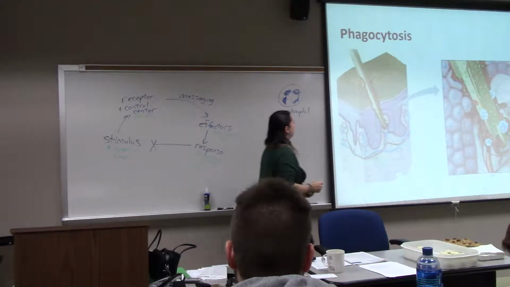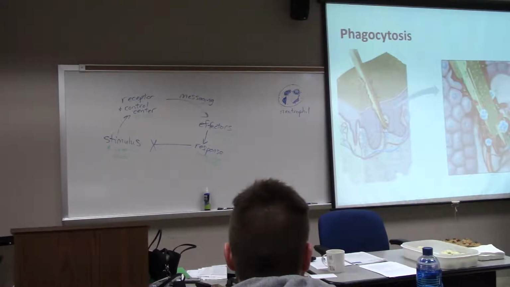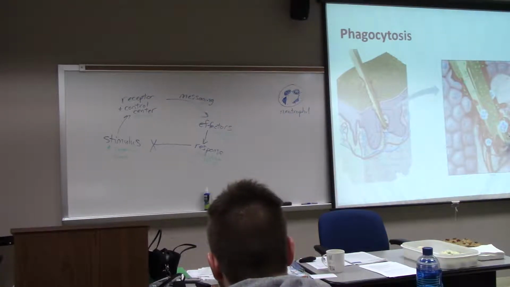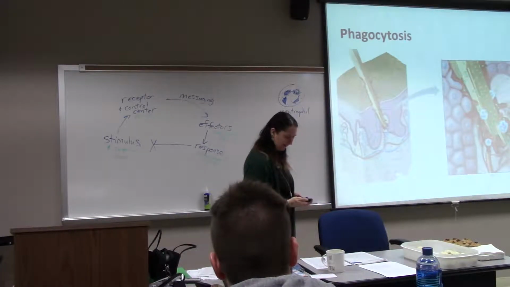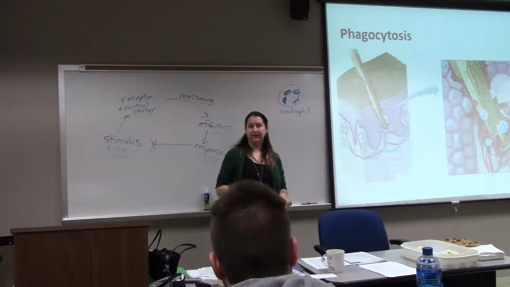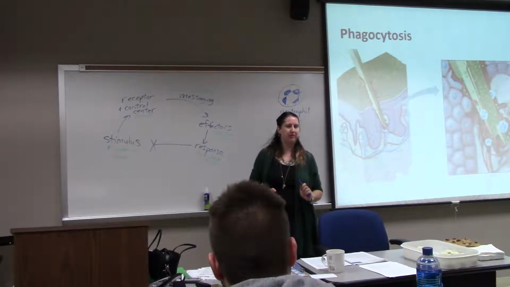So here's a little view of phagocytosis. So you get a splinter, the neutrophils rush in and they eat any bacteria that were on that splinter. And it's not shown here, but they may start eating the cells that got broken in the process. Neutrophils aren't the only ones that do phagocytosis, and we'll touch on the others that do as well.